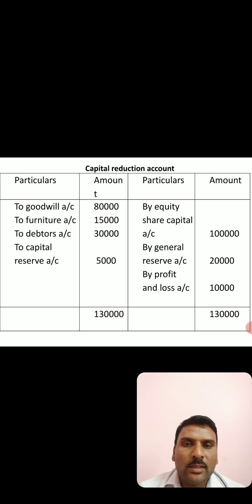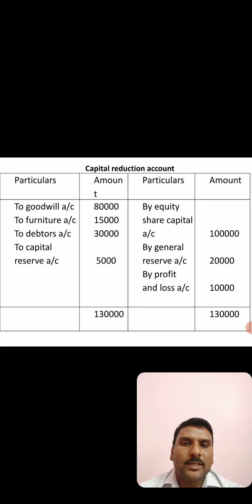So this 1,30,000 amount is utilized to write off goodwill 80,000, furniture 15,000 and reduced balance of debtors 30,000, and the balance amount after paying all the losses, 5,000, is transferred to capital reserve account. If any balance remains after writing off all the losses, such amount is transferred to capital reserve account. After preparation of the capital reduction account we have to pass the journal entries.